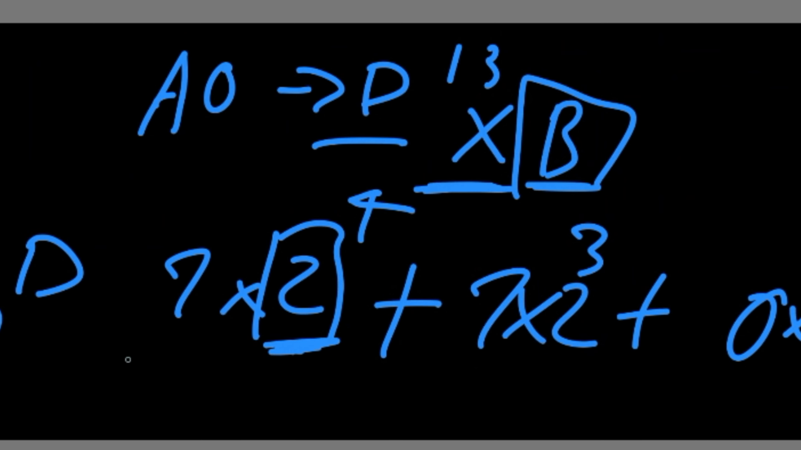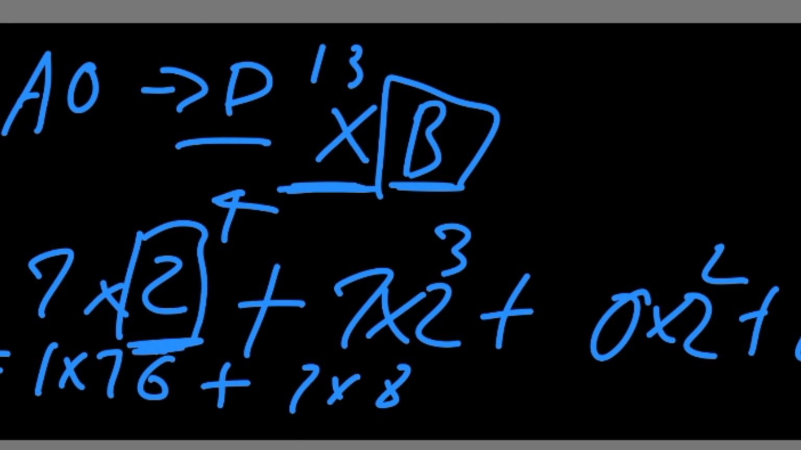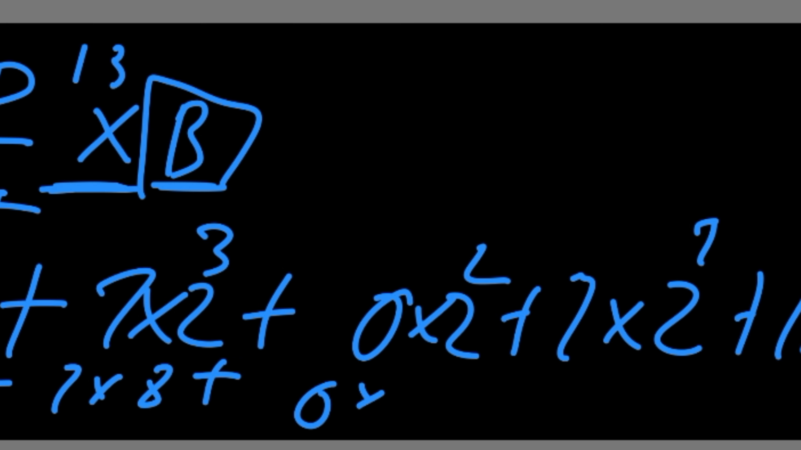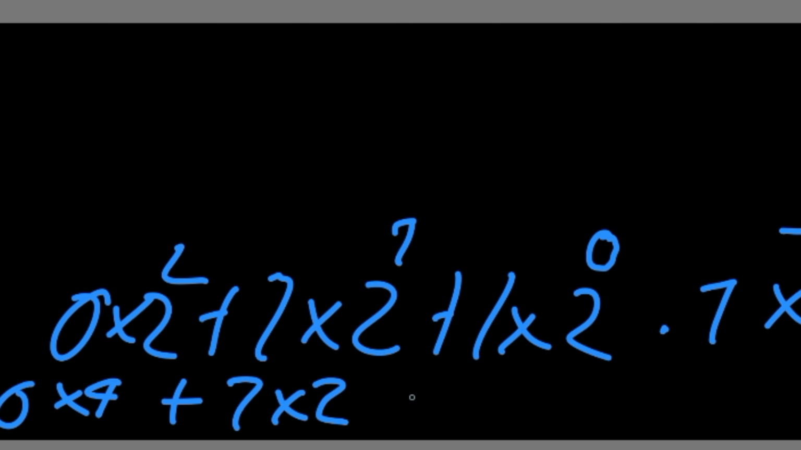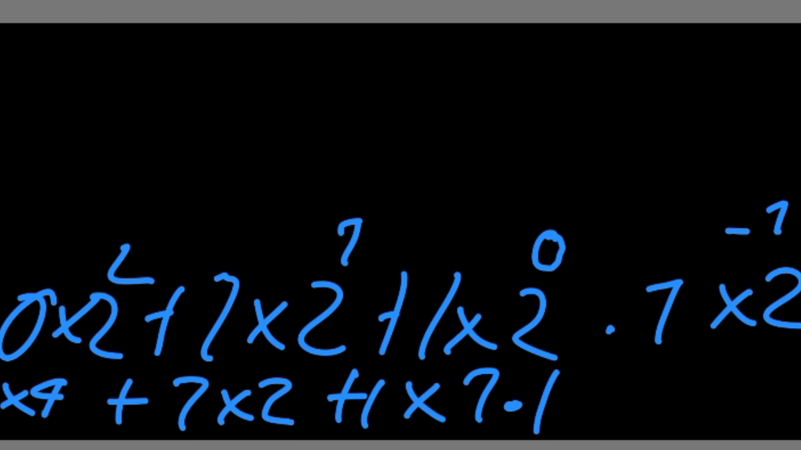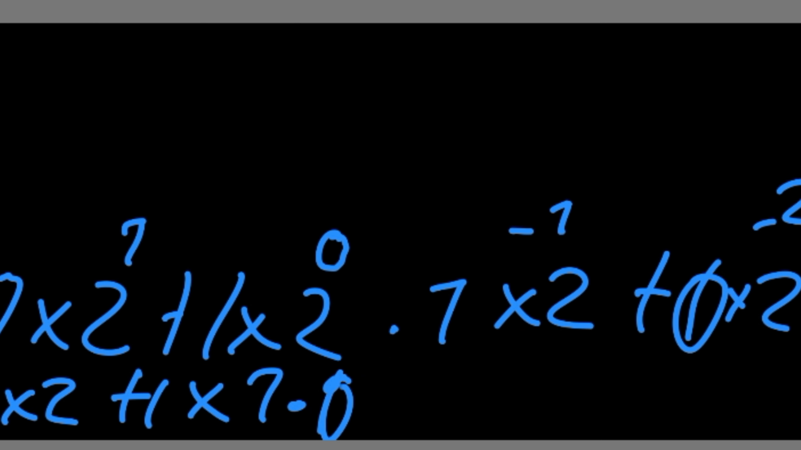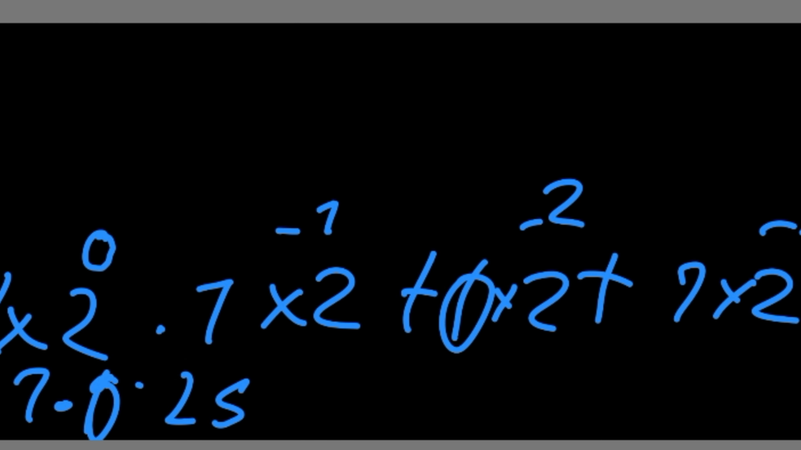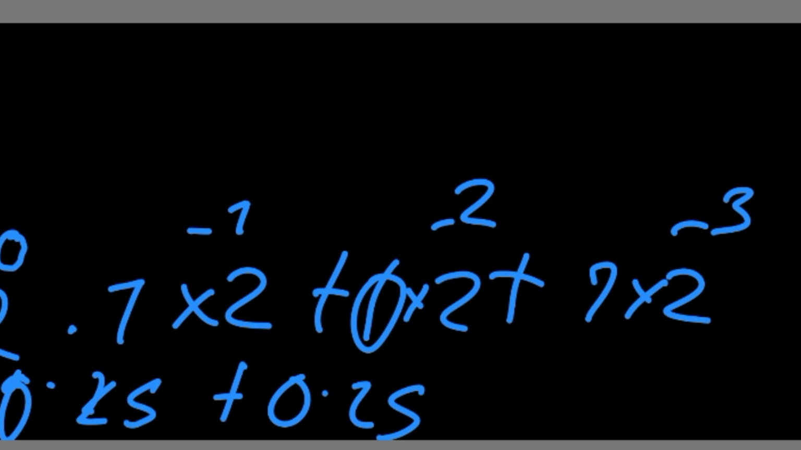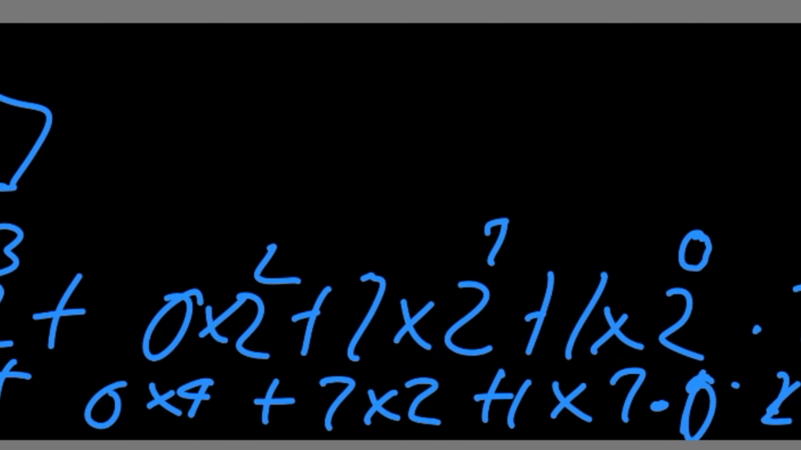So let's work out the answer. 2 power 4 is 16, 2 power 3 is 8, 2 power 2 is 4, 2 power 1 is 2, and 2 power 0 is 1. And in the fractional part it is 0.5, plus 0.25, so 0.75. I think that's the answer.